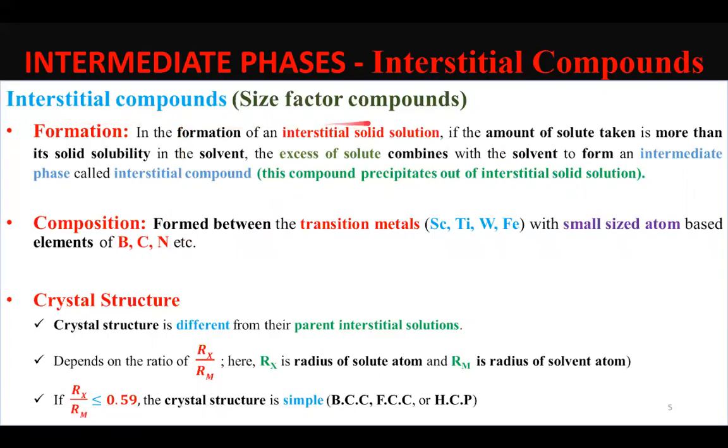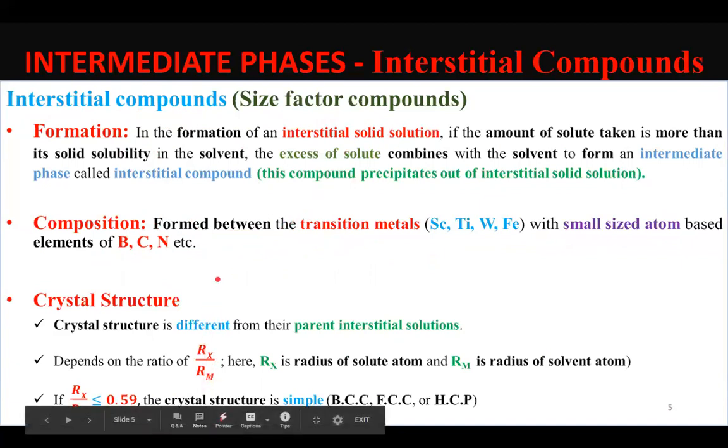Now, an interstitial compound or size factor compound is only formed when the solvent is one of these metals: scandium, titanium, tungsten, or iron. And these are the solvents, and we had taken as solute a very small sized atom, which might have been boron, carbon, or nitrogen. And when this compound gets formed, it's not only that if the solvent and any of these solutes are present and an intermediate phase is getting formed, that intermediate phase would always be an interstitial compound or size factor compound. No, the other things must also be met, which we are discussing now.